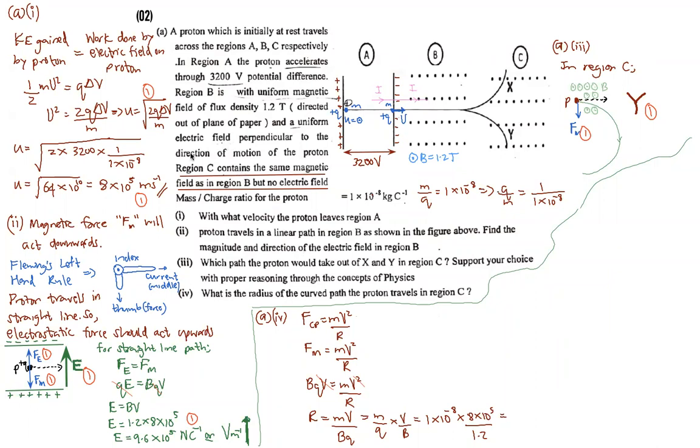6.67 into 10 to the power minus 3. Amna also has got the same answer. Right, okay. 6.67 into 10 to the power minus 3 meters. Okay, I'll go with that answer. Looks like that. 8 and 12, it's 2 by 0.3, 20 by 3. Yes, that's the answer.